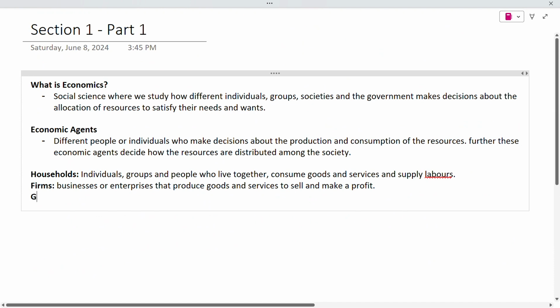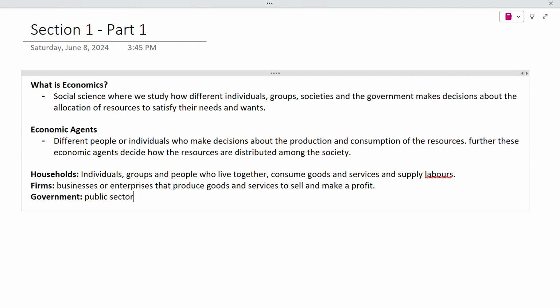Moving on, the next major economic agent that we're discussing today is the government. Now, the government is what we call the public sector. And what the government does is it sets policies, provides public goods, collects taxes, and regulates economic activity. We'll discuss the role of the government in an economy in later chapters as well, and we'll talk about how the government intervenes in the market and how the government puts different policies in place in order to achieve certain objectives.